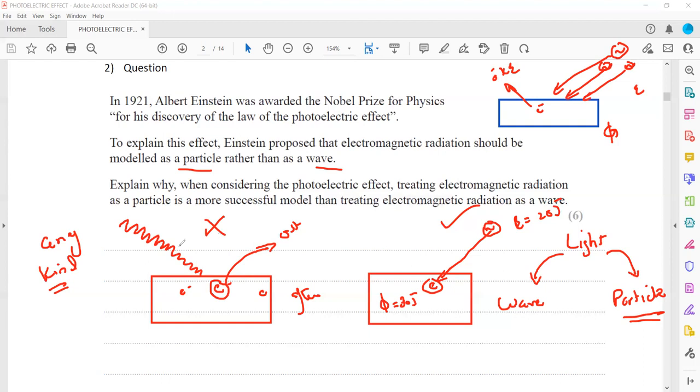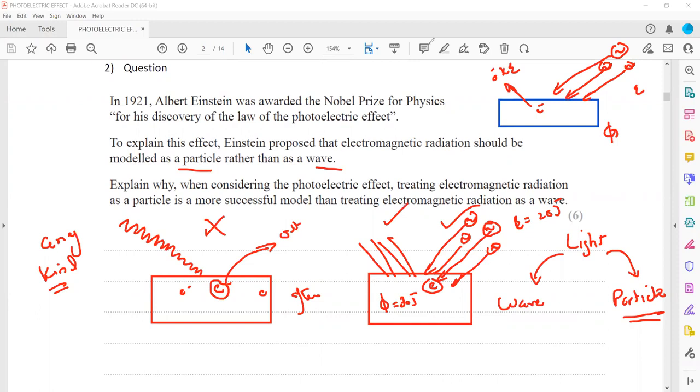And the second thing: when we increase the intensity, what do we observe? Increasing intensity means more photons. So increasing the intensity will increase the number of electrons, or the current produced. That is what we observe. So the particle nature is supported by the practical observation rather than the wave nature.